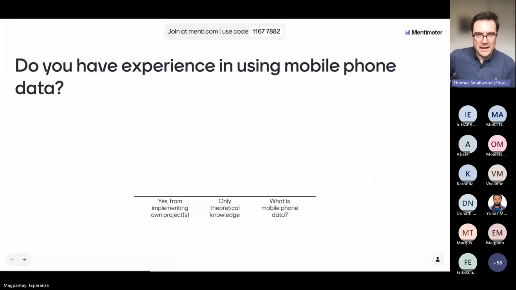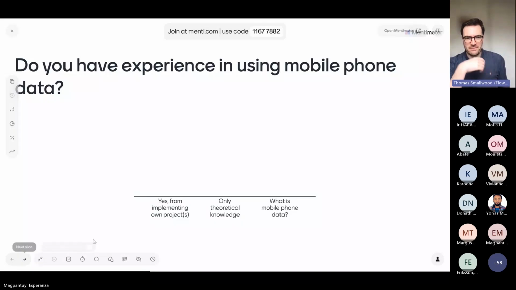Yes, there we go. So if everyone who would like to take part in the poll goes to the website menti.com and uses the code that's on the screen, I can also copy it into the chat. The website is menti.com and the code is 116778882. And once you're there, we'll start with our first question, which is, do you have experience in using mobile phone data coming into this webinar?